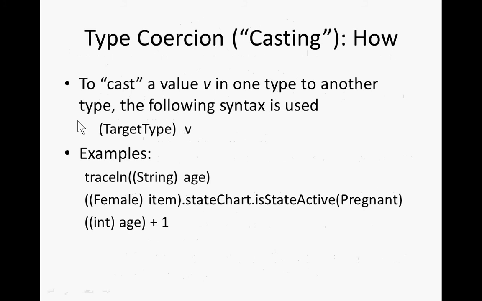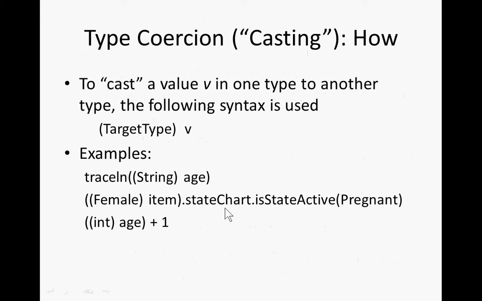So we have a value, and we turn it into a value of the target type by putting this parentheses in front of it. So for example, if we have age, we want to print it out, we could turn it into a string like that. Now some of these occur automatically, but some don't. For the most part, they don't.